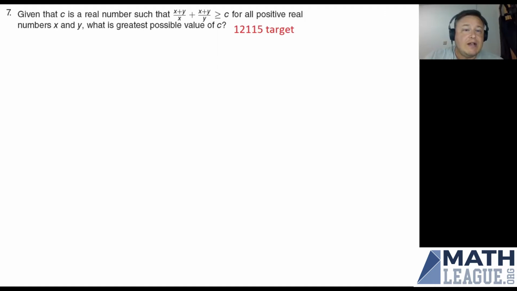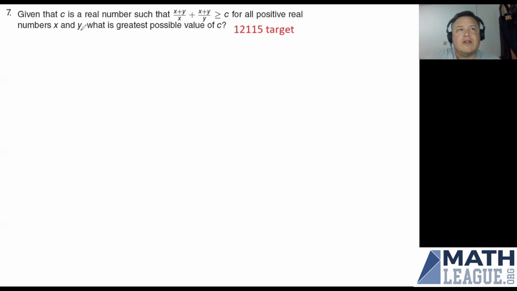It says that (x plus y) over x plus (x plus y) over y is always greater than or equal to some number c for all positive real numbers x and y. In other words, it doesn't matter what you plug in for x and y, it's always going to be at least as big as c. So you can see that plugging in different values of x and y is going to give you some range of possibilities for that sum of the two fractions. And no matter what possibilities you get for the sum, it's always going to have to be at least c.